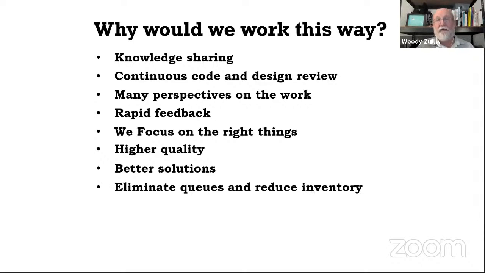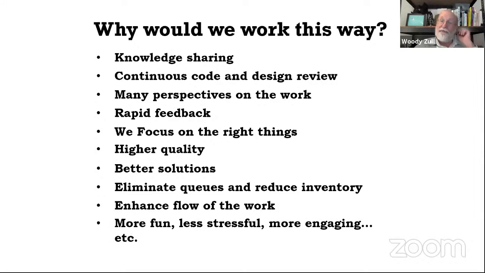We were eliminating queues and reducing inventory. These both have to do with flow. These enhance the flow of the work. Eliminating queues means there's much less waiting time. We're not waiting to get answers to questions that are blocking us. Inventory means essentially what we're working on. And when we have a lot of queuing or waiting time, we build up the inventory, which is not good. Inventory is stuff we haven't yet delivered to the customer. And the more of that we have, the bigger the problem we have. We found this was more fun and less stressful and more engaging.